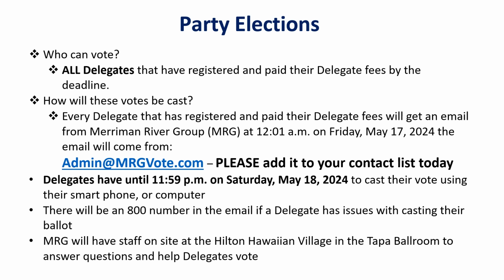You can see on the slide that there is an email address, admin@mrgvote.com. Please add that to your contact list to make sure that the email does not inadvertently get redirected to your spam folder. As long as you have access to the internet, you will be able to cast your vote in the party elections. There's an 800 number that you can call if you have an issue with casting your ballot, and Merriam River Group will also have staff on site if you are attending in person at Hilton Hawaiian Village.